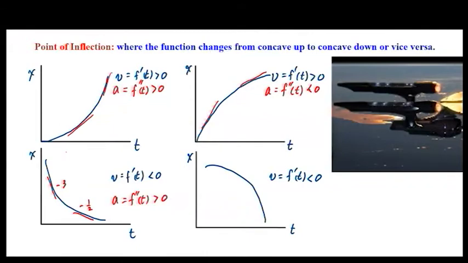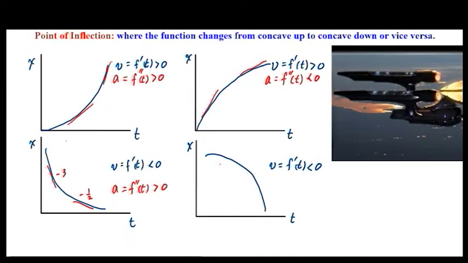Are you confused yet? Whoa, back up, back up. Here, acceleration is positive, so we are speeding up the ship. Acceleration is negative, so we are slowing down the ship. Here, acceleration is positive, that's why we are slowing down the ship. Are you really confused yet?